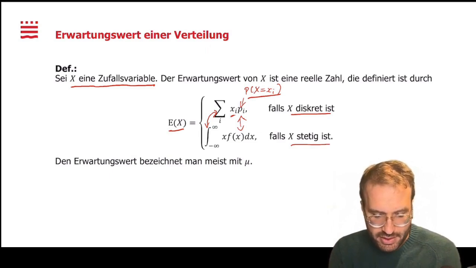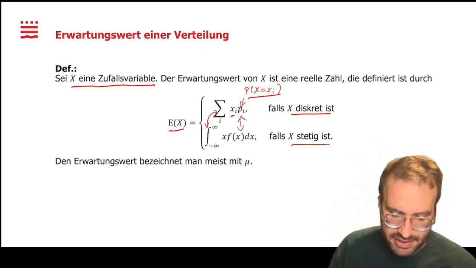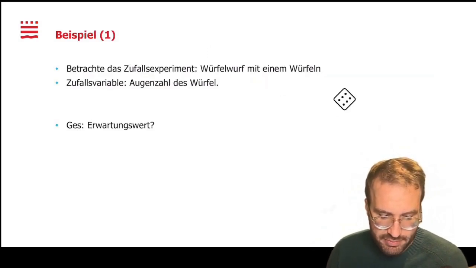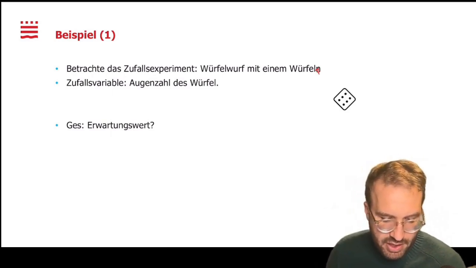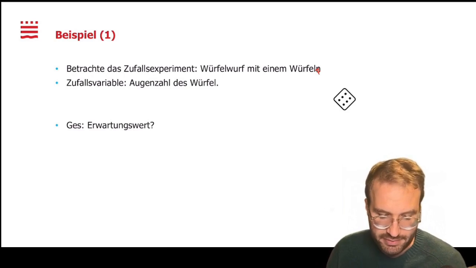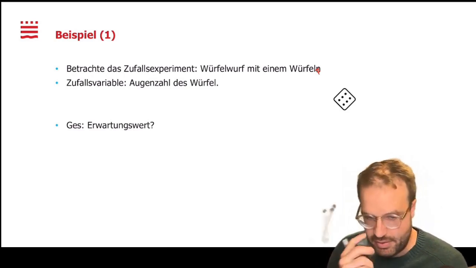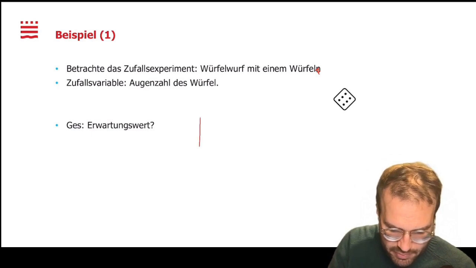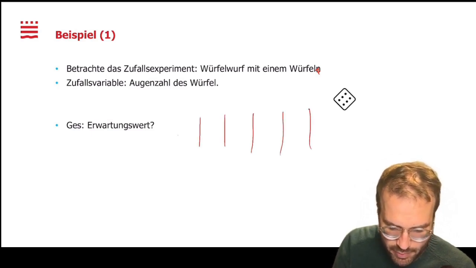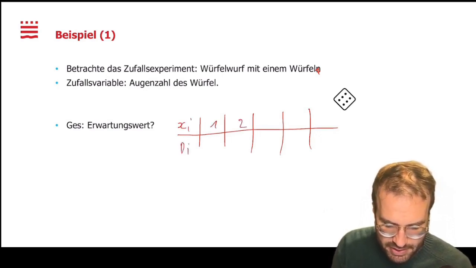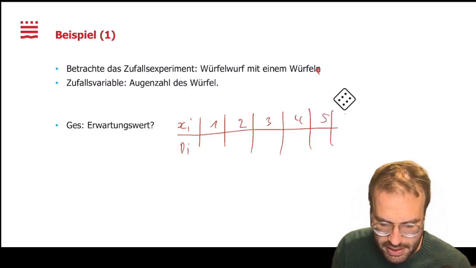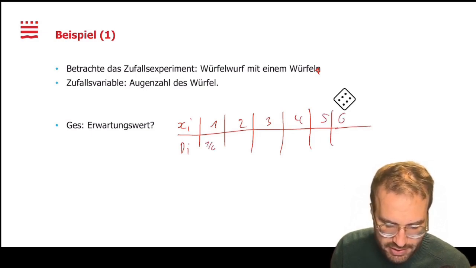Well, let's take a look at this in the simplest example. Imagine we have the following random experiment. We have a dice roll with a die, and our random variable is the number shown on the die. And now we are looking for the expected value, and for that, let's quickly write down the distribution again. You remember in one part you write the values and then you write the probabilities. And the values in this case are 1 to 6, these here. And the probabilities are always 1/6.